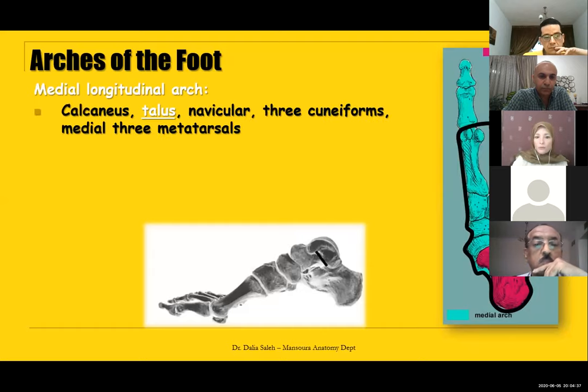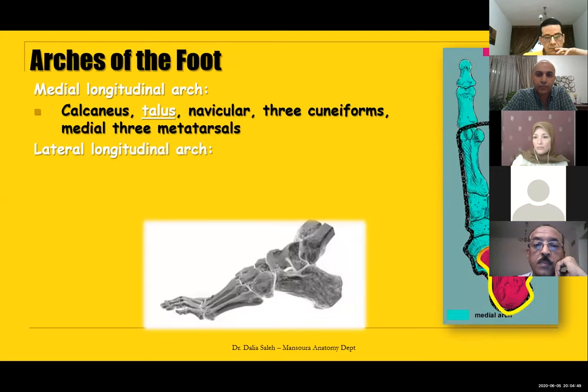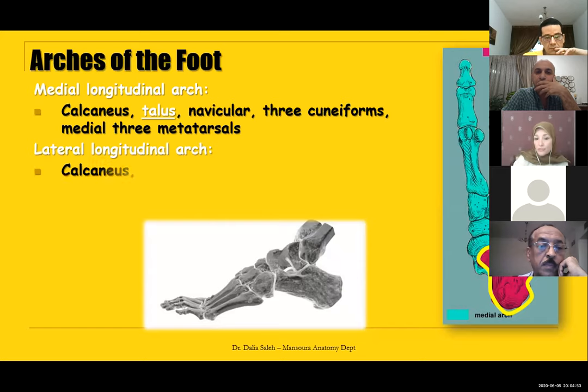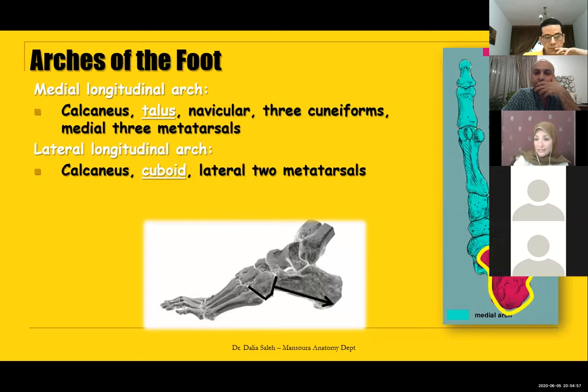It is made of the following bones. Its keystone is the talus. Its posterior pillar is made by the calcaneus, while its anterior pillar is made by the navicular, the three cuneiforms, and the three medial metatarsals. While on the lateral side, we have the lateral longitudinal arch. Its keystone is made by the cuboid bone, its posterior pillar by the calcaneus, while its anterior pillar is made by the lateral two metatarsals.